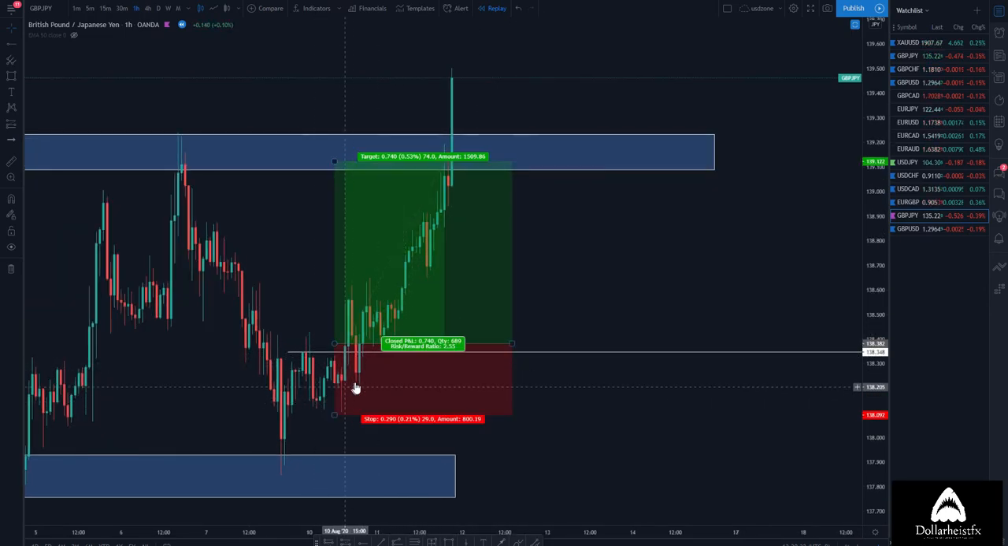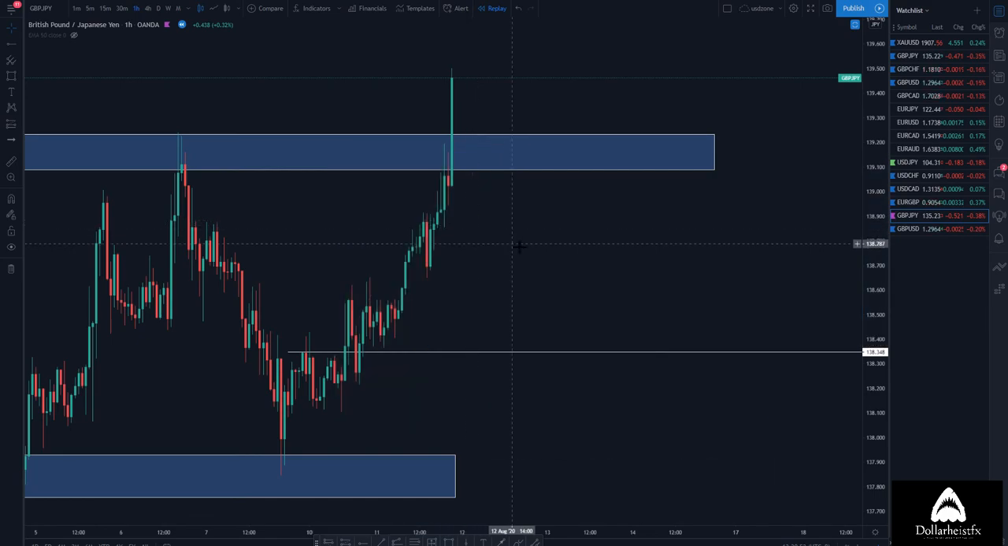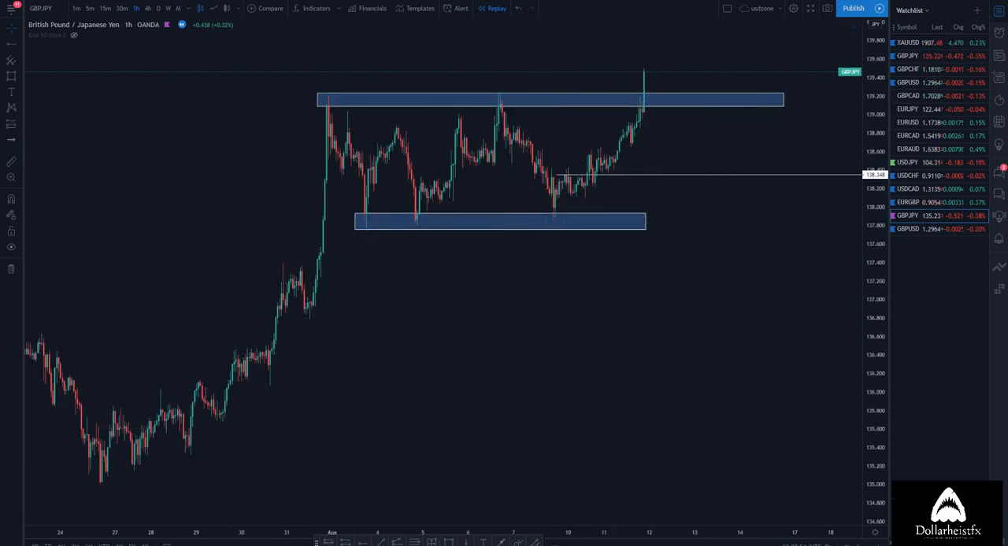I know that we have a little bit of negative floating right here, but at the end of the day, we managed to close our profit at a ratio of 1 to 2.5, which is 700 pips in just one day with GBP JPY. Okay, and then let's see if we can get another entry.